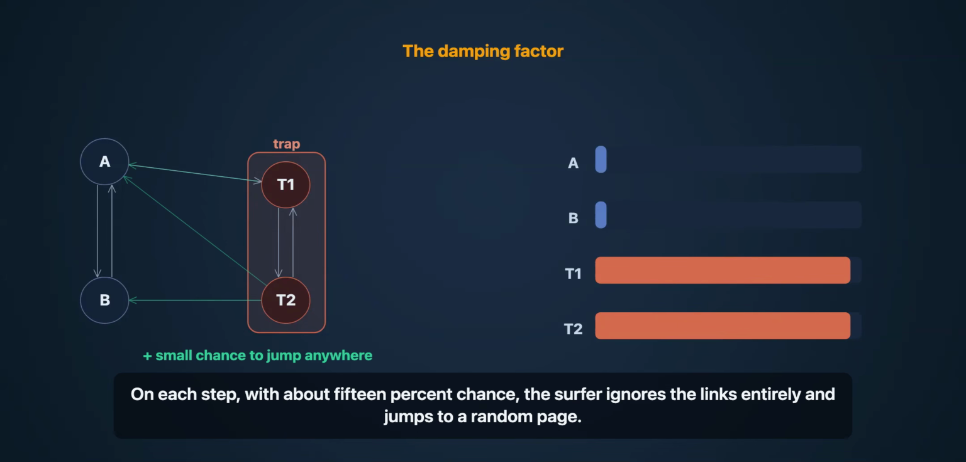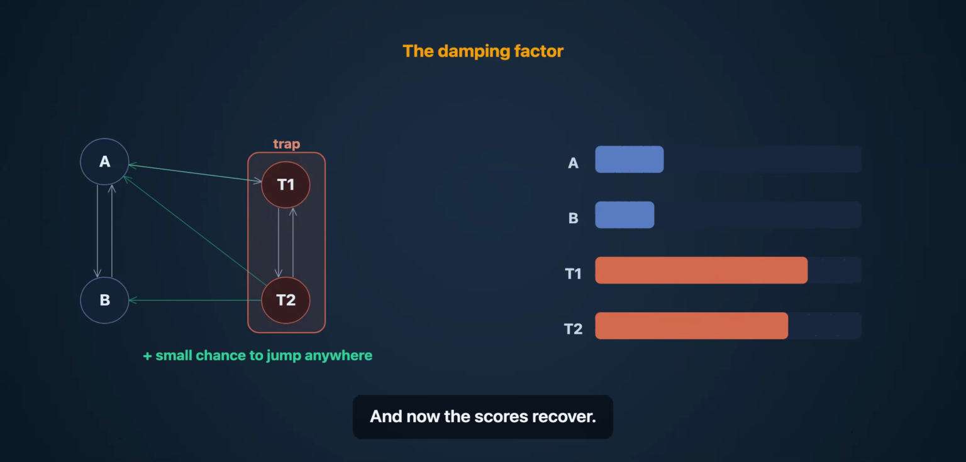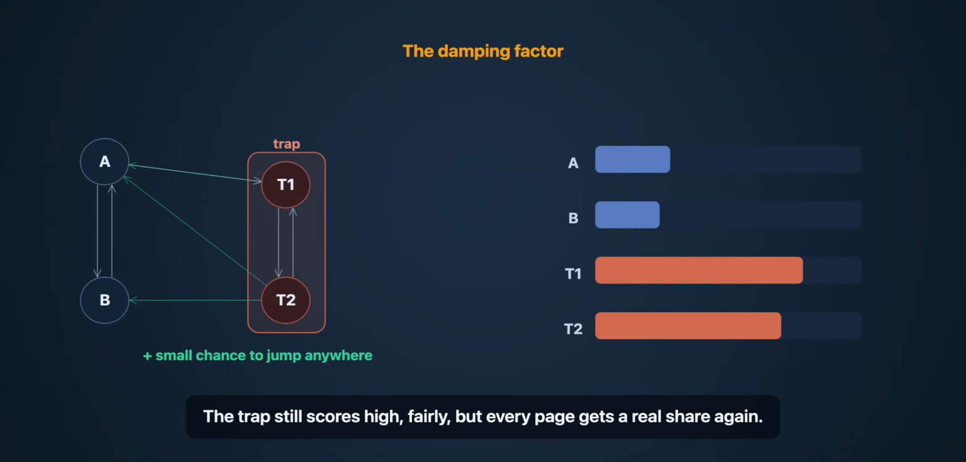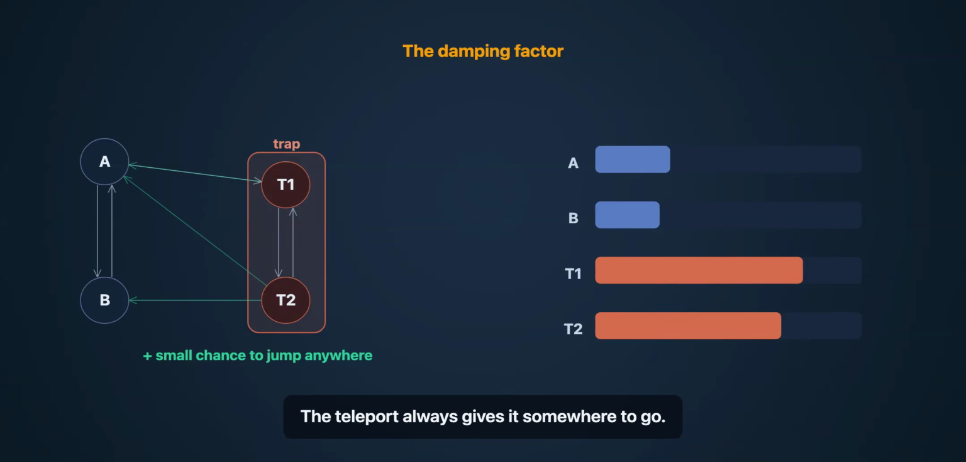On each step, with about 15% chance, the surfer ignores the links entirely and jumps to a random page. That leaks importance back out of the trap. And now the scores recover. The trap still scores high, fairly, but every page gets a real share again. That 15% jump is the damping factor. It also quietly fixes dead ends, pages with no links at all where the surfer would otherwise vanish. The teleport always gives it somewhere to go.